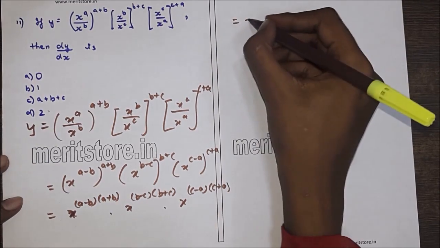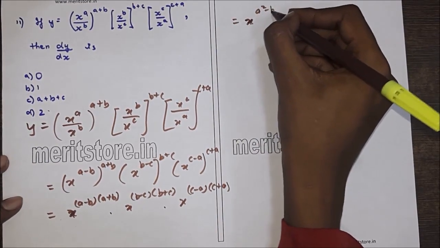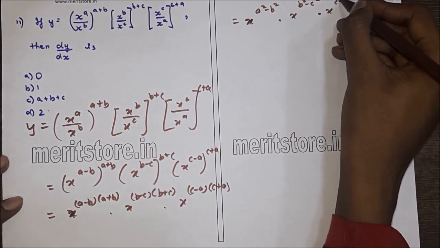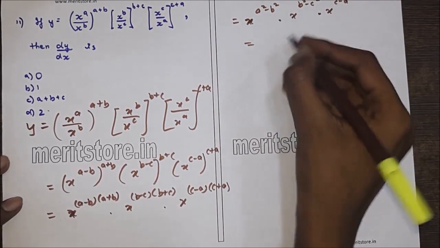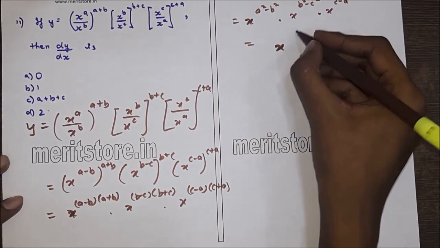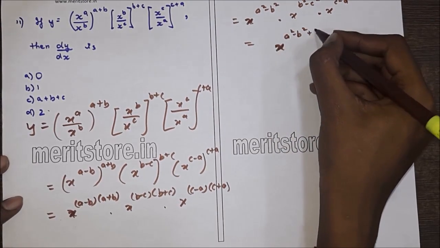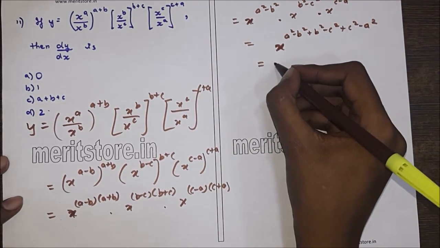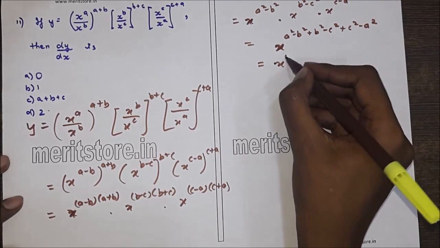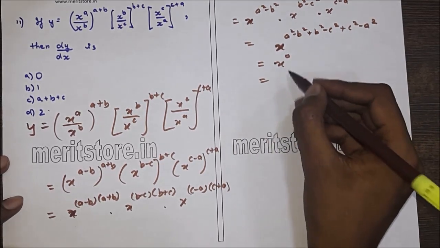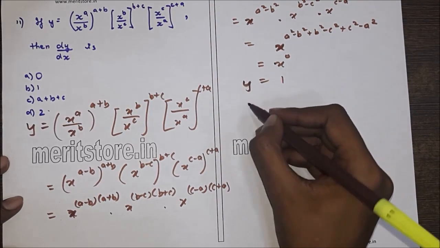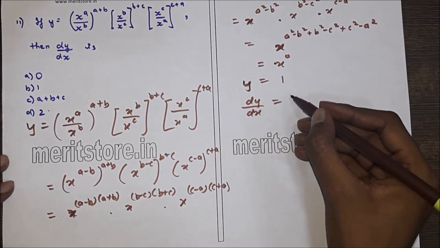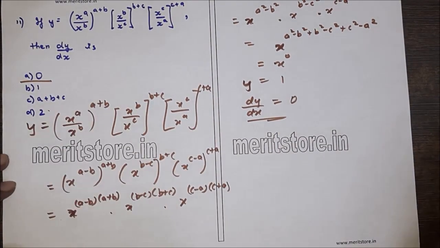So these are in the form of a plus b, a minus b. So we can write this as x raised to a square minus b square into x raised to b square minus c square into x raised to c square minus a square. Again by law of indices, we get x raised to a square minus b square plus b square minus c square plus c square minus a square. That is equal to x raised to 0, and anything raised to 0 is 1. So y is 1. So differentiation of y with respect to x is differentiation of 1, that is 0. So the answer is A, 0.